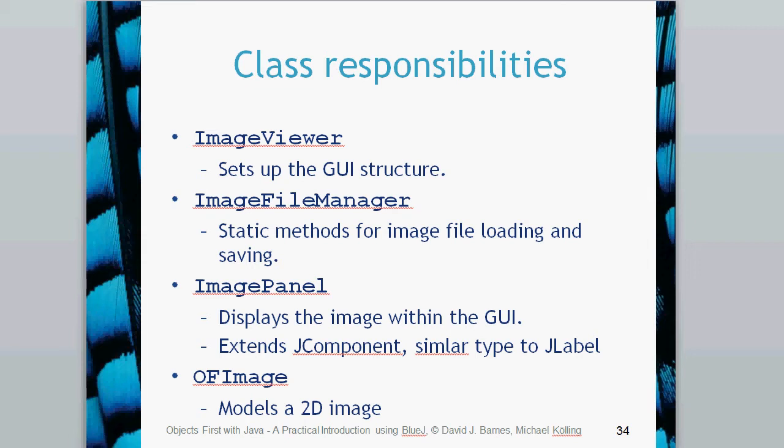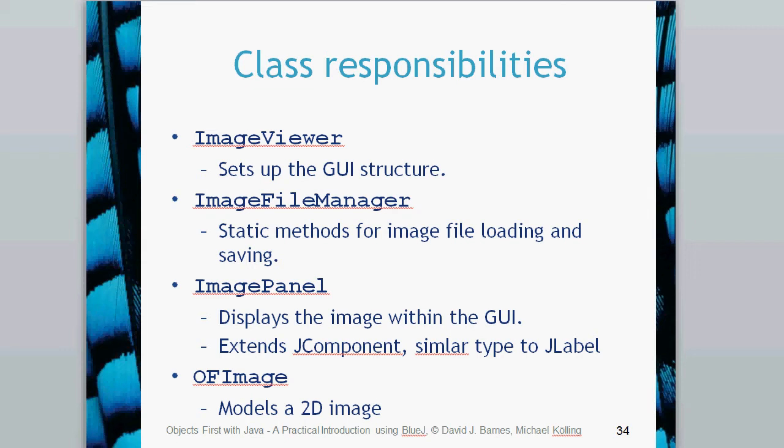Image panel is effectively an extension of JComponent, so it inherits JComponent. So it's sort of being treated a bit like the JLabel which we used. Remember, JLabel also inherits from JComponent, so it acts in the same way, except it stores an image rather than the text that we had previously on our JLabel. And then finally, we've got a class called OFImage.